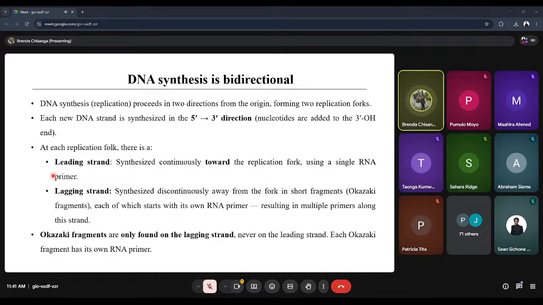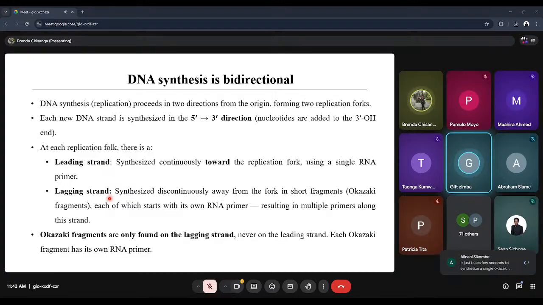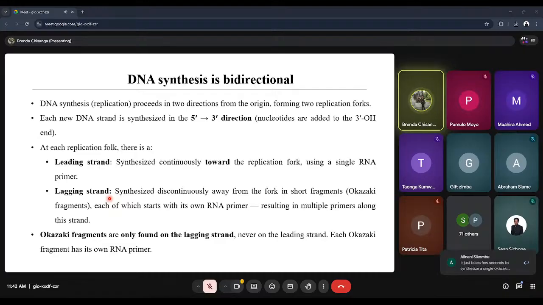To start synthesis on the leading strand, you only need one primer, a single primer. And the lagging strand, this is a strand at the replication fork that is synthesized in the opposite direction to the fork and is synthesized discontinuously, obviously. And the short fragments of DNA are referred to as Okazaki fragments. What this means is that each Okazaki fragment has its own primer. So if I compare the leading strand and the lagging strand, the leading strand only has one primer, while the lagging strand has multiple primers.